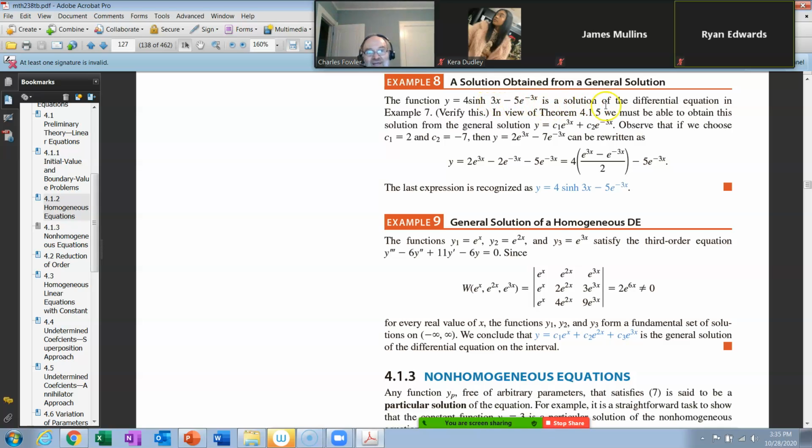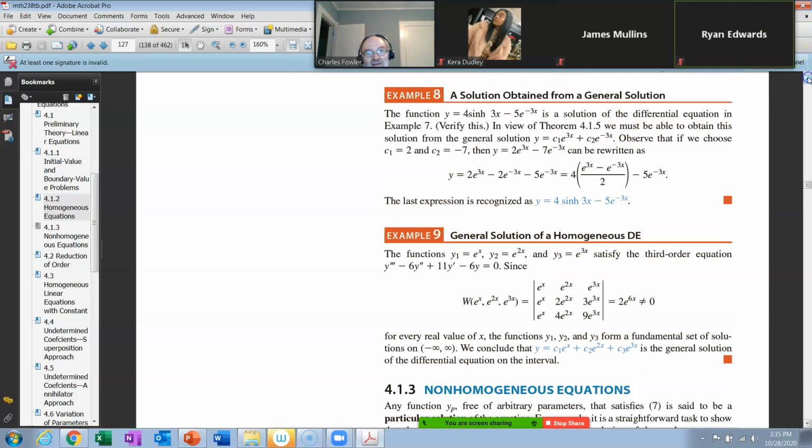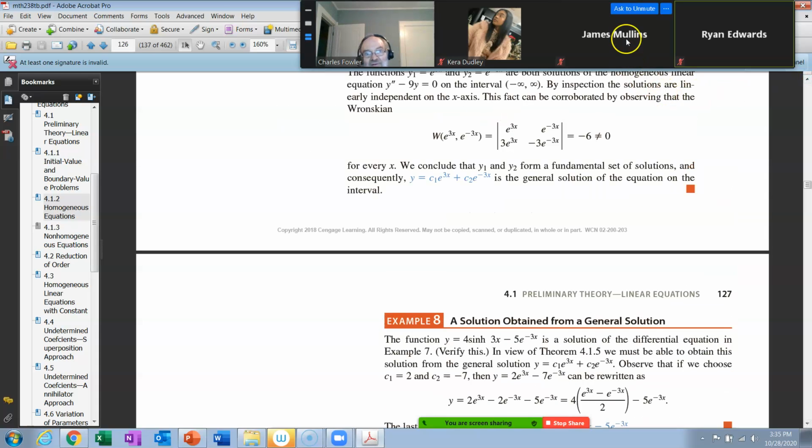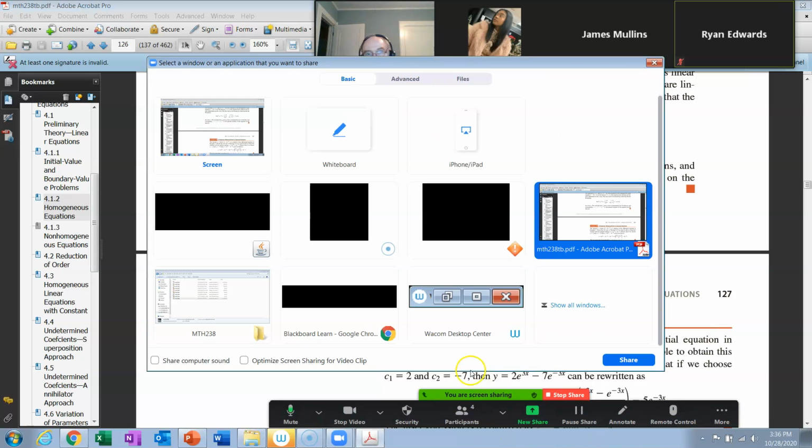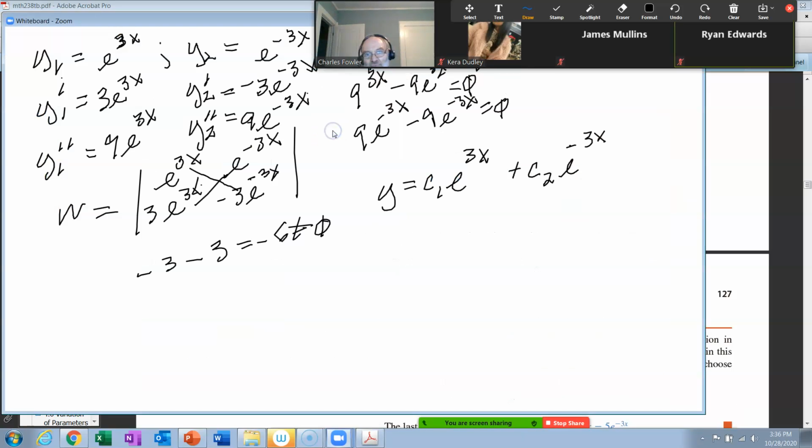That's a solution for the differential equation in example 7, the one we just did. There's your solution. That could be written without the 4 there, but you got it. It's a solution of the differential equation. It says verify that, so let's do that. We may not have time to finish this one. I was thinking this would be a bit shorter.